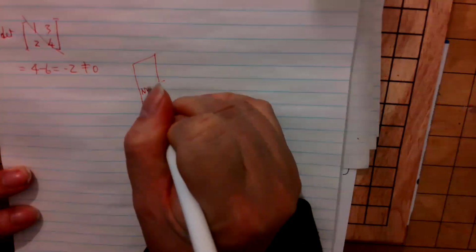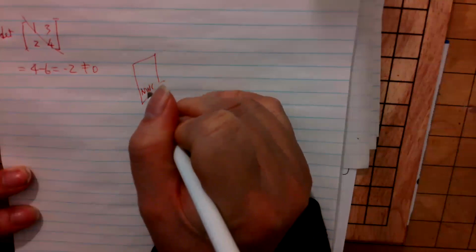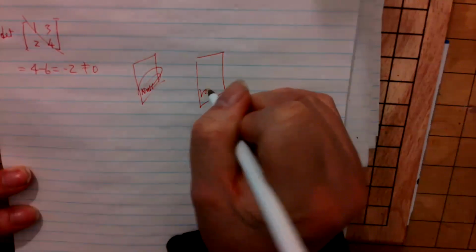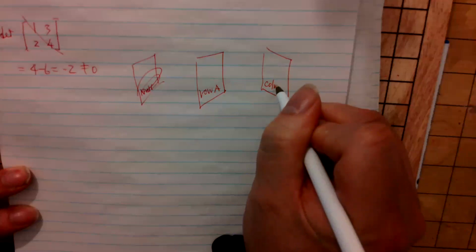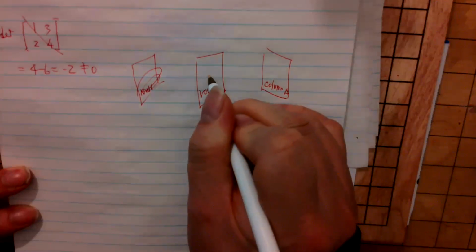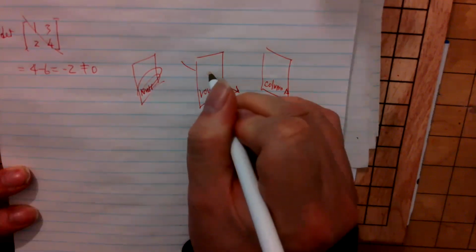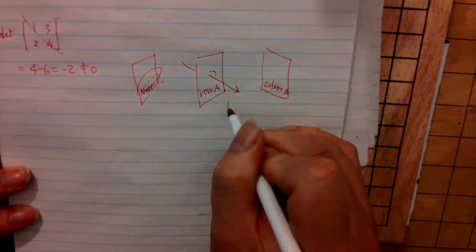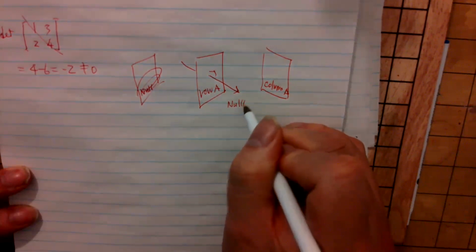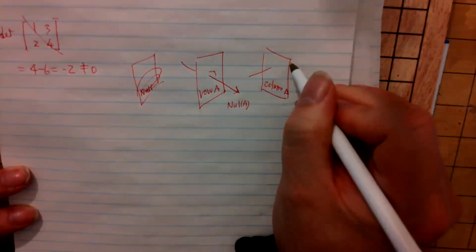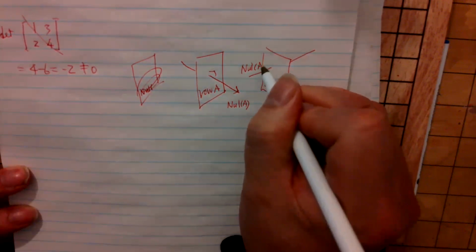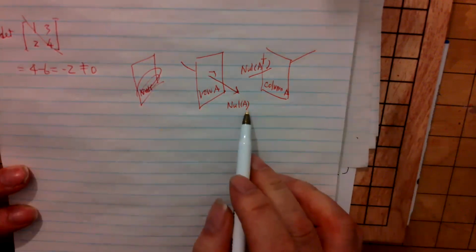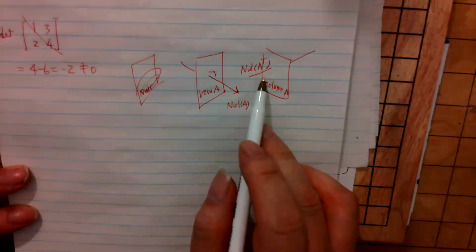If this is null A, if this is the row space of A, and this is the column space of A, the one perpendicular to the row space is going to be the null space of A. And the one perpendicular to the column space of A is going to be the null space of A transpose. They both come with null, but this is A itself, and this one you need to make a transpose. We will give you a proof. Just memorize the lines now.